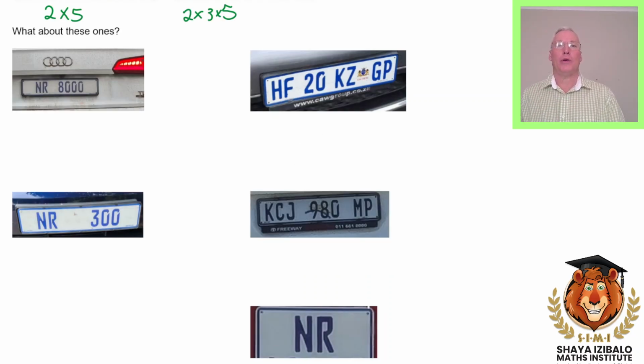Okay, let's take a look at 20. Well, 20 is just 5 times 4. But 4 is not a prime number. 4 is 2 times 2. So the prime factorization of 20 is actually 2 squared times 5. Okay, let's do 8,000.